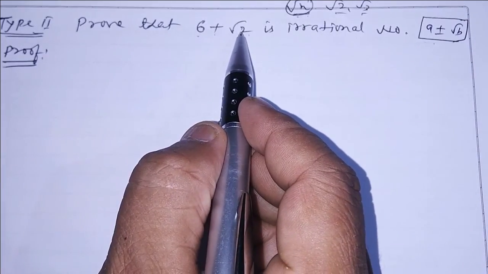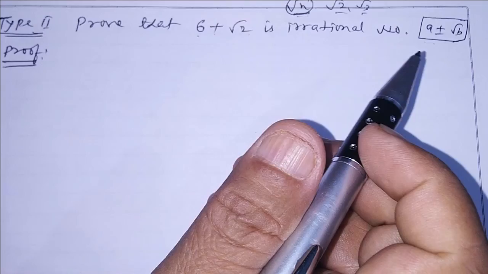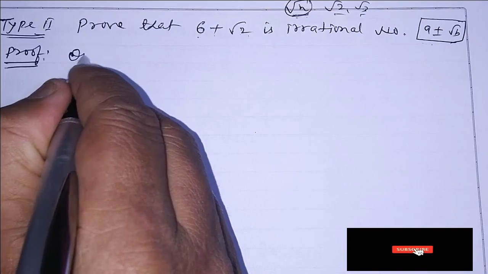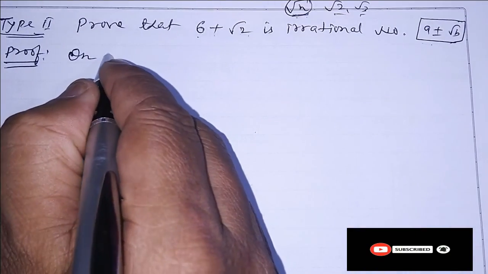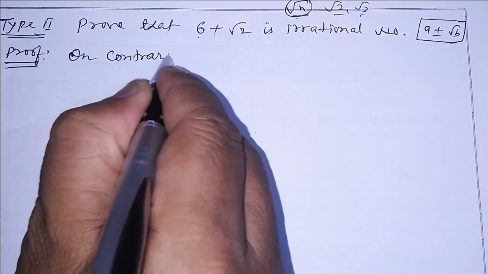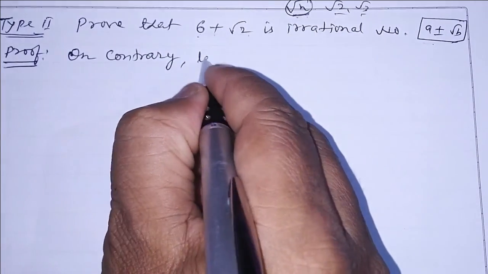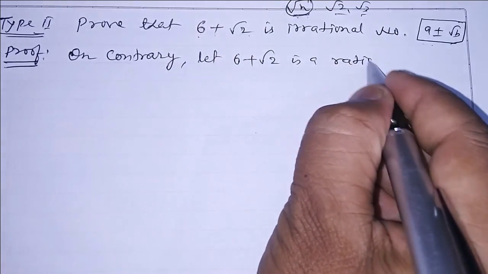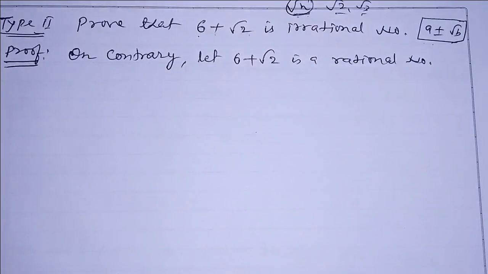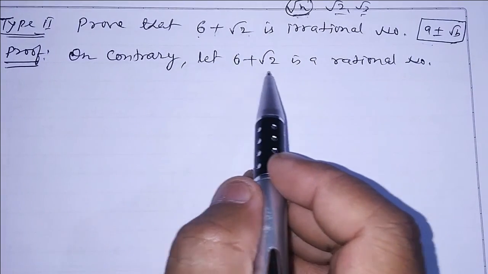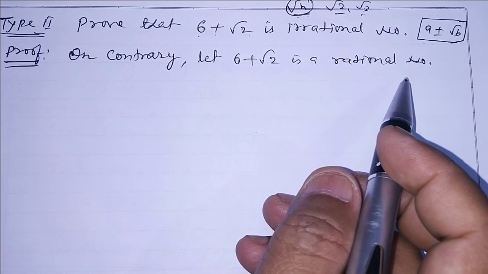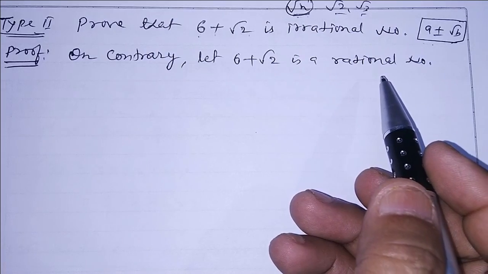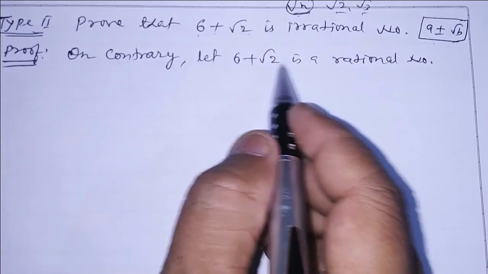6 plus root 2 is an irrational number. Again we go for the contradiction. We'll start again by contradiction. On contrary, let 6 plus root 2 be a rational number. If 6 plus root 2 is a rational number, then it can be written in the form of p by q, right?